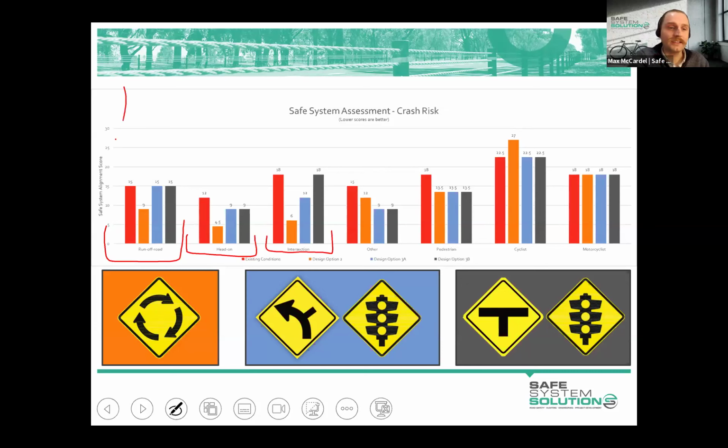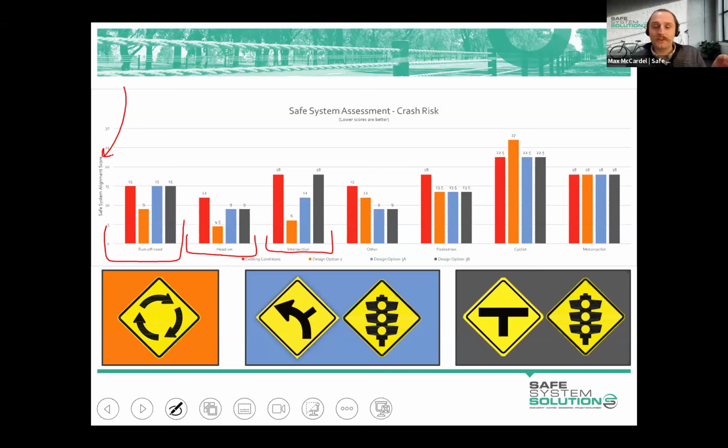Along the y-axis is the score. So each of those crash types is awarded a score, a numerical value. And I'll show you in a moment how that score is calculated.